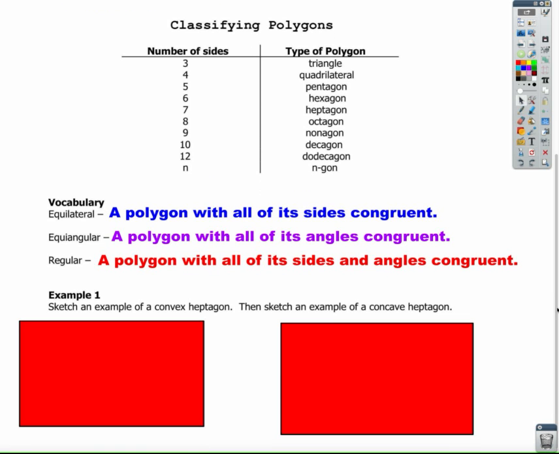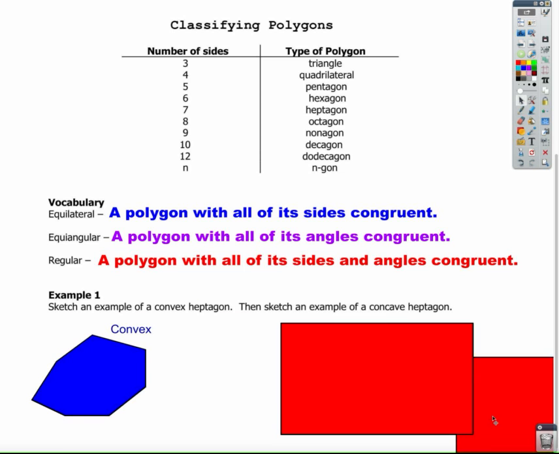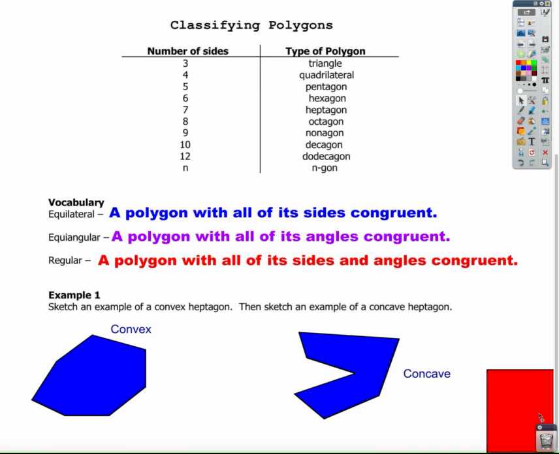Examples of convex and concave polygons can be seen down here in example 1. A convex heptagon, heptagon having 7 sides, could look something like this. Notice that all the endpoints are outside the figure. A concave heptagon has an area that moves in, so these points here are inside the polygon.